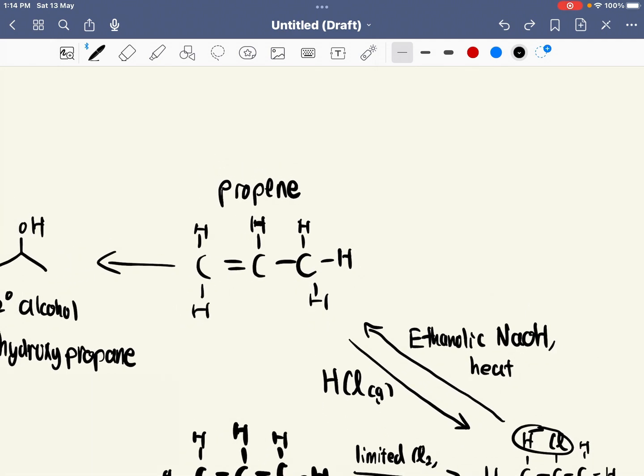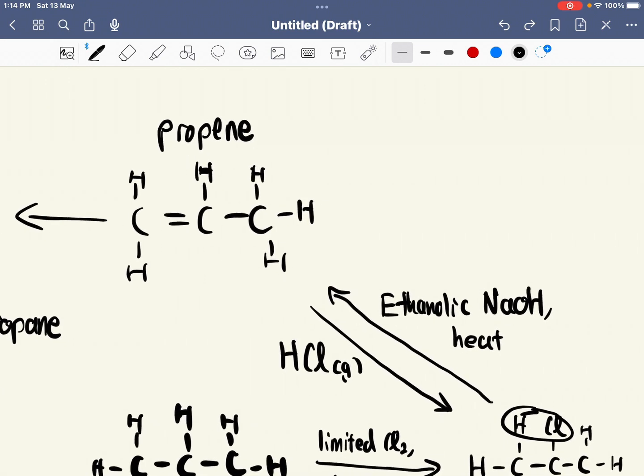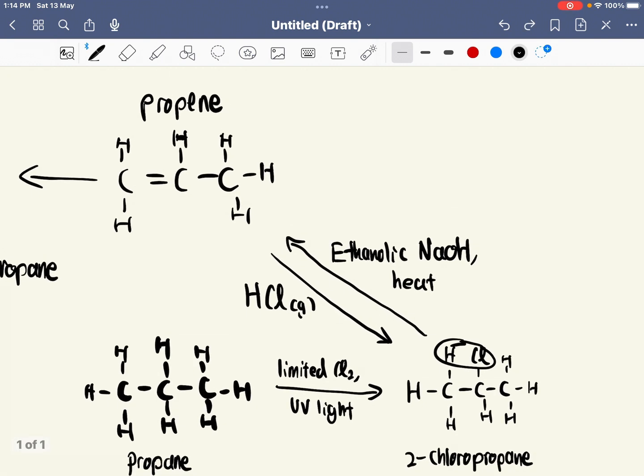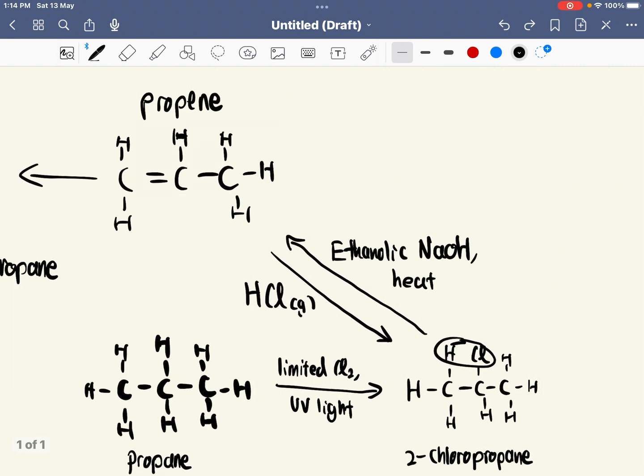Then if you want to reverse the reaction by adding HX to the C=C double bond, we're going to be reacting it with a group 17 hydride. So it will be HCl in this case. We just know that whenever you're trying to add HX, it's always in a gaseous state, right?